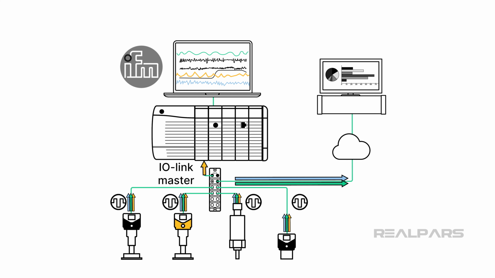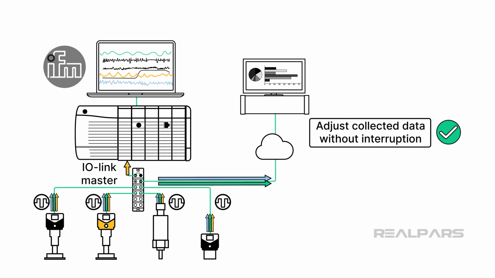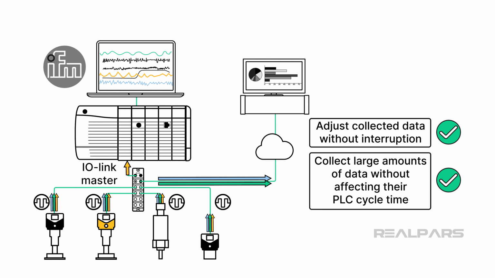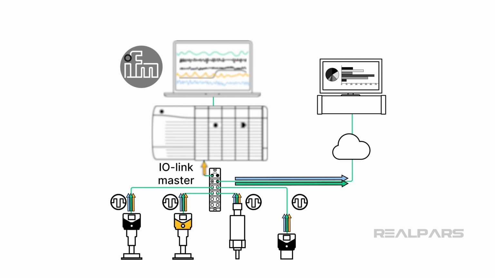This is a really useful feature of IFM DataLine IO-Link Masters for two reasons. First, it means that manufacturing companies can adjust the data that they are collecting without interrupting a running process. Second, it means that companies can collect large amounts of data for analysis without affecting their PLC cycle time. Since data is sent directly from sensors to the cloud, there is no need for the PLC to do any data collection, aggregation, manipulation, or forwarding. In this video, you will see a quick demonstration of how IFM DataLine IO-Link Masters can be used to send data directly to the cloud.